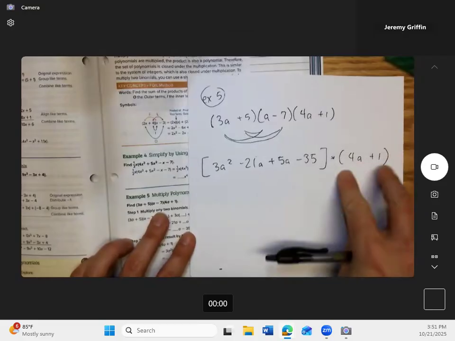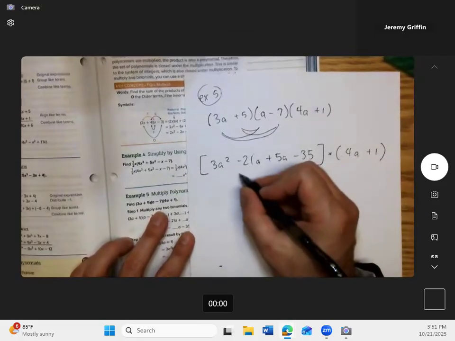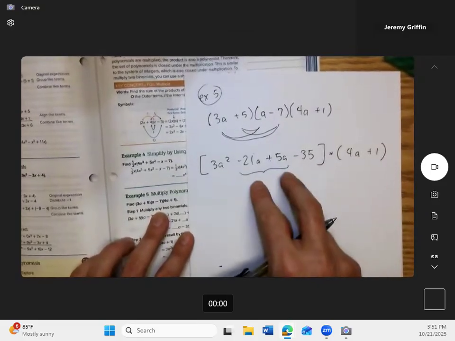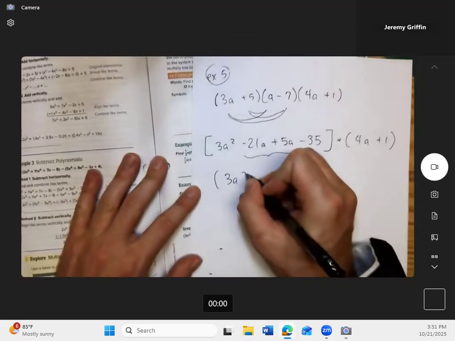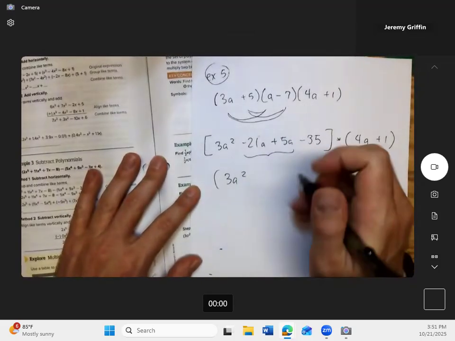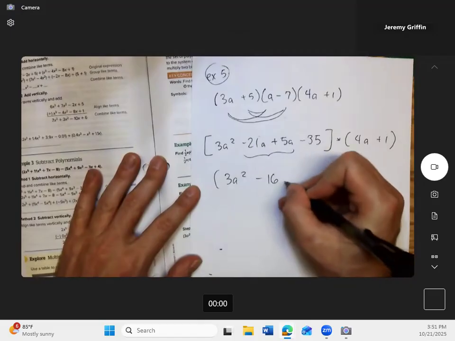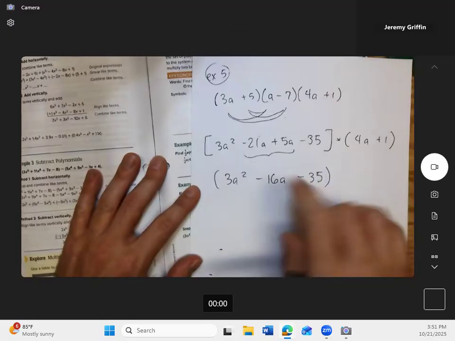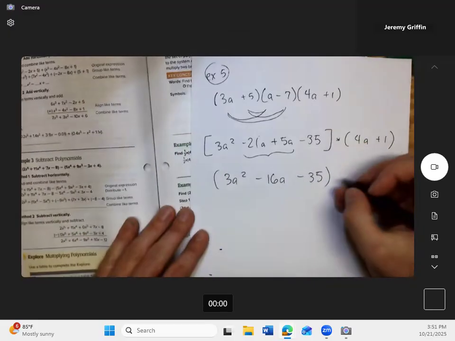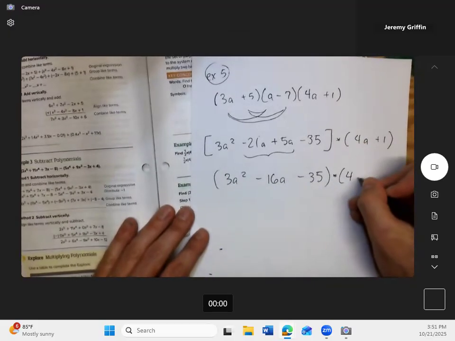Before I take care of that, I can clean this up a little bit because I do have two a terms, so I can tack those together. So I've got 3a squared. Now, negative 21 plus 5, I think it's negative 16. Those are a's, and then minus another 35 here. So that's as simplified as I can make this part. And this is all multiplied by 4a plus 1.